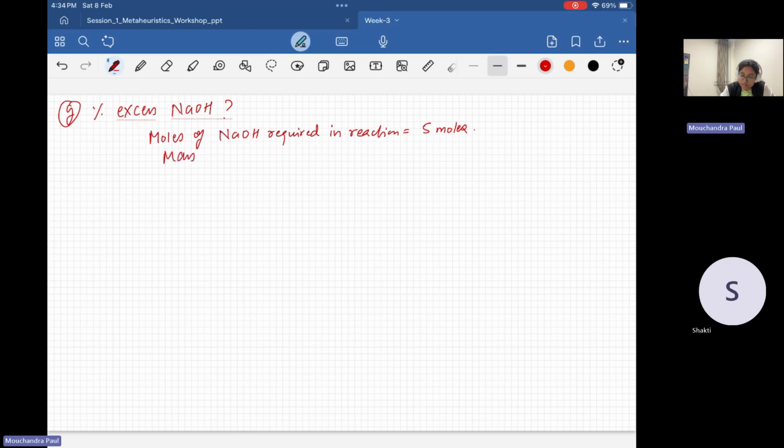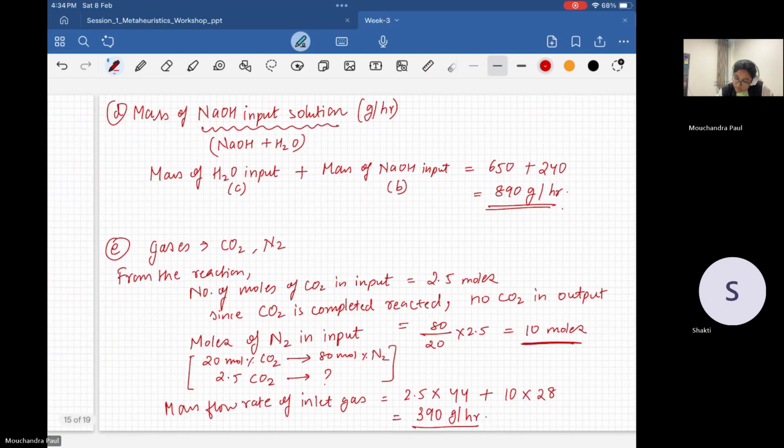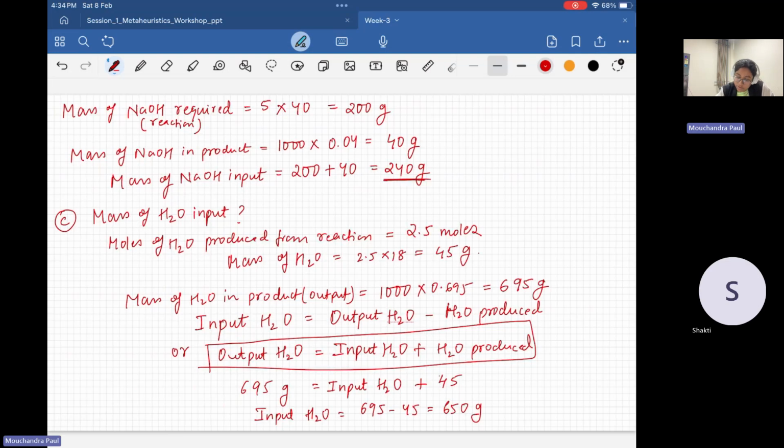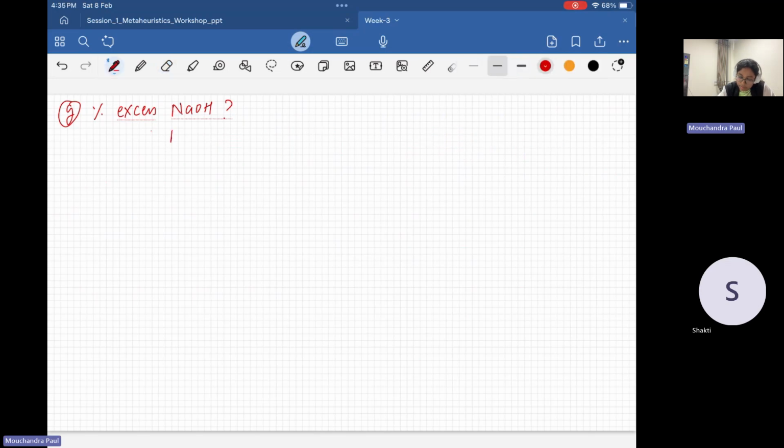Okay, so what will be the mass then? 5 into 40, 200, sorry, it's 200. Now we have also done one more thing. Yes, we have calculated the total mass input in part B only. So we don't need to do this part again when we already have it. Mass of NaOH input is 240 grams. That is in part B.